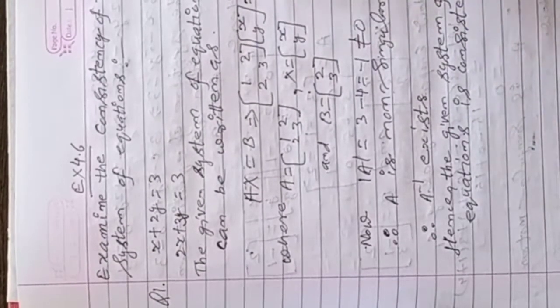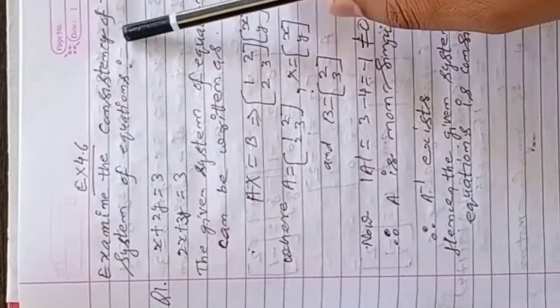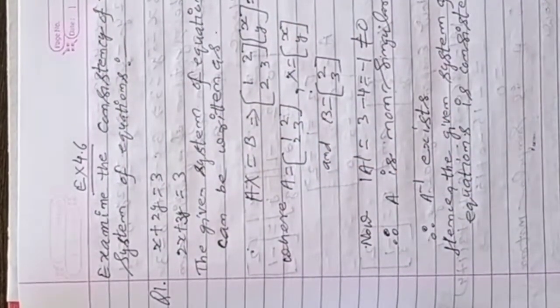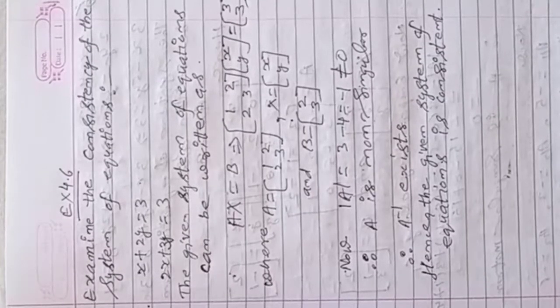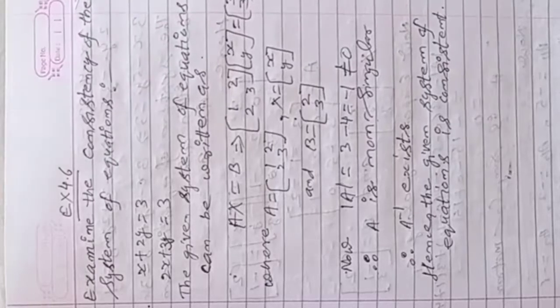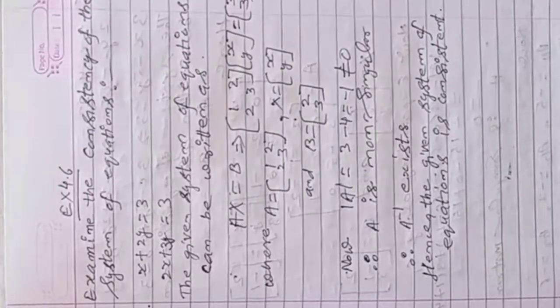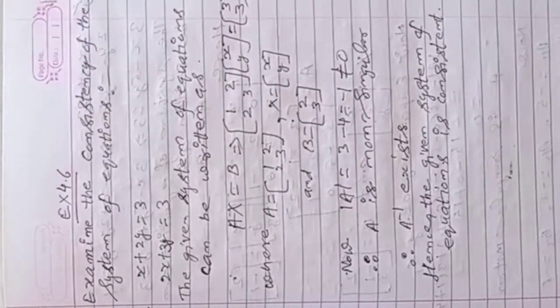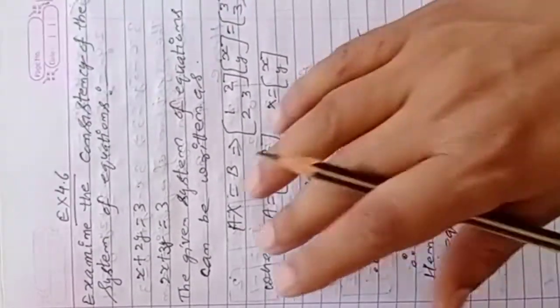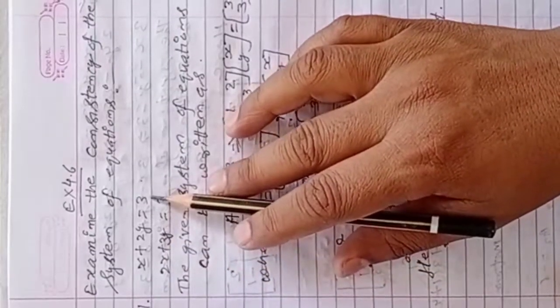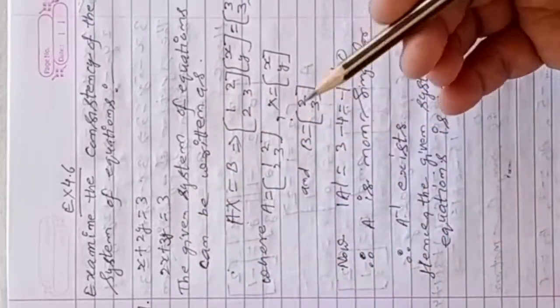So what is the first question? Examine the consistency of system of equations. You have to check consistency of the given system of equations, question number 1 to 6. So we are taking question number 1. What is the question? x + 2y = 3, 2x + 3y = 3.